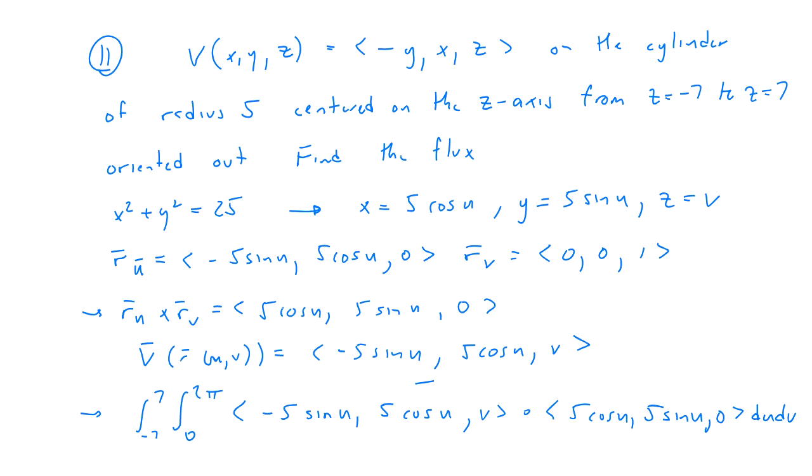Can I get that? And this I can actually do, because what does this end up being? What's the dot product of those two? It's -25 sine cosine plus 25 sine cosine. So this whole thing is 0.